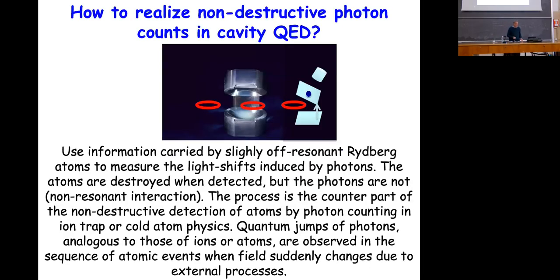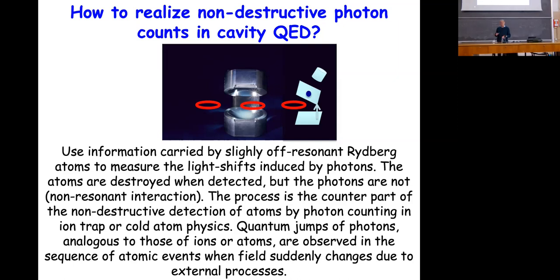So I raise a question here on the next slide. In fact, we will use information which is carried by off-resonant atoms to measure the light shifts induced by the photons. The atoms are destroyed when they are detected, but the photons are not. It's a non-resonant interaction. And what I want to stress is that this is quite symmetrical to ion trap physics. In ion trap physics, you use photons to decide in which state the atoms are. So you destroy photons to get information about atoms. Here we do the opposite. We destroy atoms to get information about photons. So it's exactly the same kind of thing.